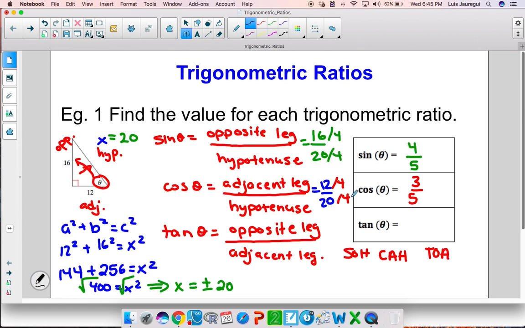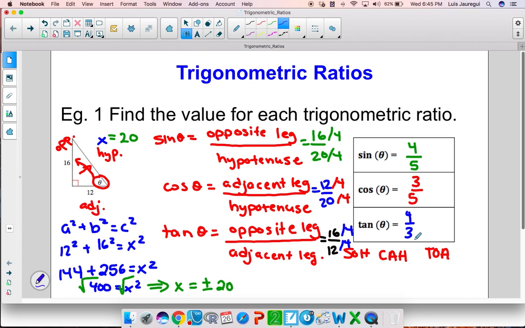Lastly, we can figure out the value for tangent of theta. Tangent of theta is opposite leg divided by adjacent leg. So the measure for your opposite leg is 16, and the measure for your adjacent leg is 12. We search for the greatest common factor here for 16 and 12. Again, that happens to be 4. Let me divide by 4 here. 16 divided by 4 is 4, and 12 divided by 4 is 3. So tangent of theta is 4/3.